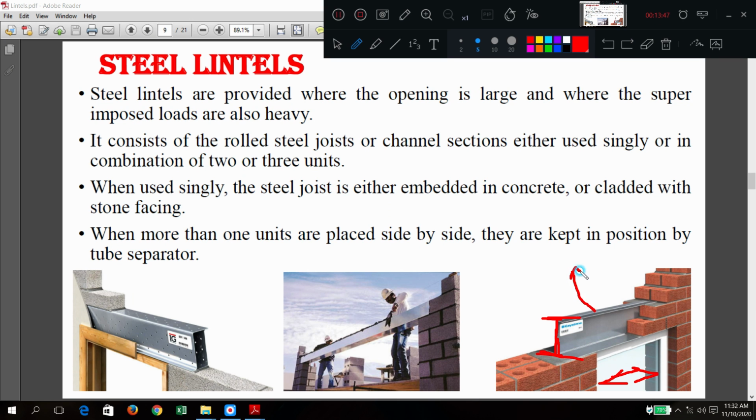So elements are called as RSJ. What do you mean by this RSJ? Rolled steel joist. I repeat, RSJ stands for rolled steel joist. The technical name given to these type of members. So this is another type of steel member.